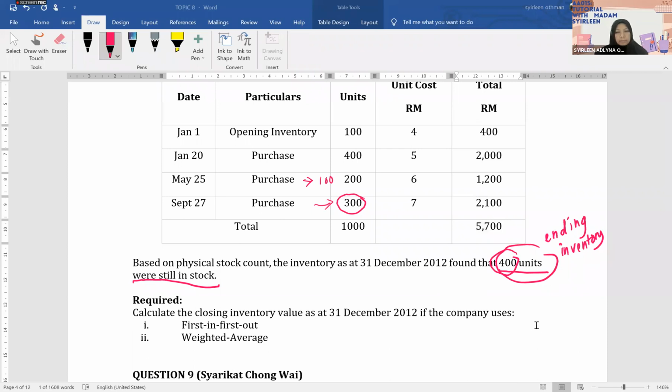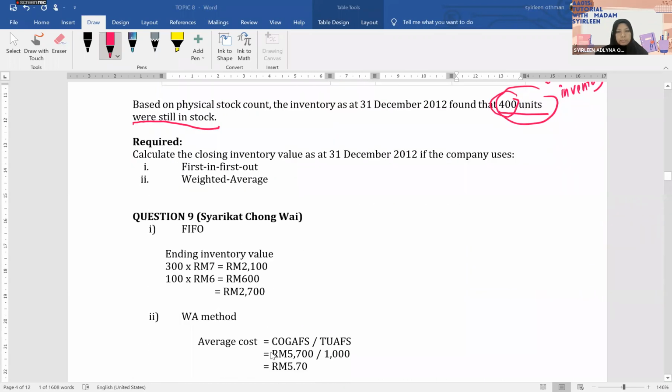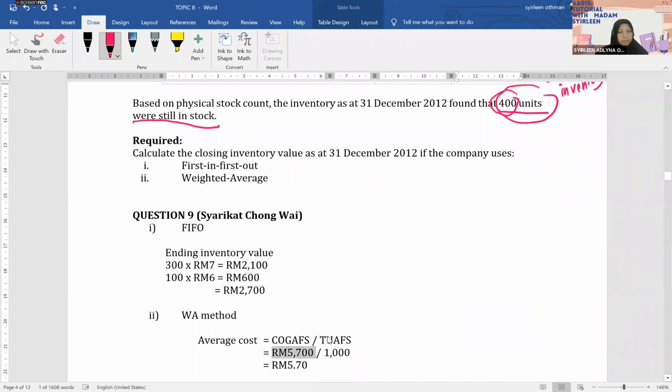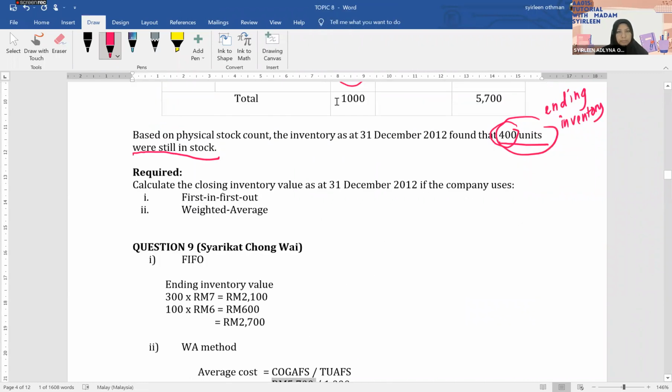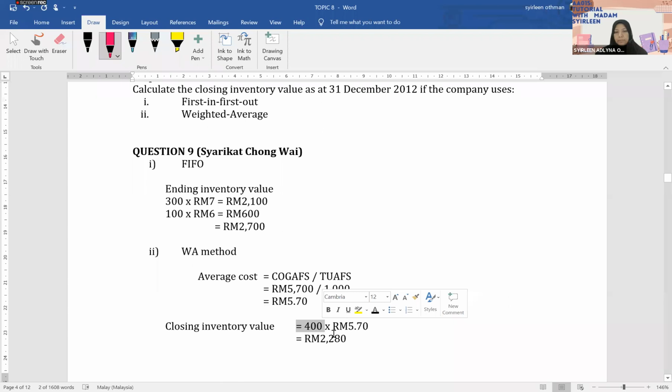Okay, alright, so 5,700 kita ambil dari soalan. So unit yang you ada ni here 1,000. Okay, so saya terus dapat RM5.70 untuk satu unit. So my ending inventory unit is 400, so times RM5.70. So my ending inventory using the weighted average method will be 2,280.